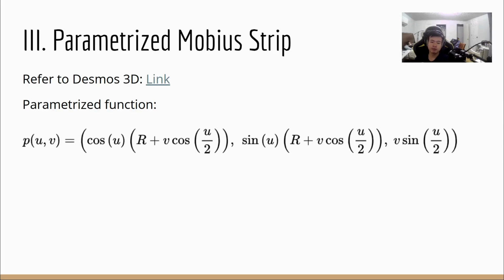So here are the parametrized functions of the Mobius strip. This is the simplified version of what I'm going to show you in decimals. They are the same shape, but this one goes from 0 to 2 pi, and the other one that I'm going to show you goes from 0 to 4 pi. So let's go to test mode.